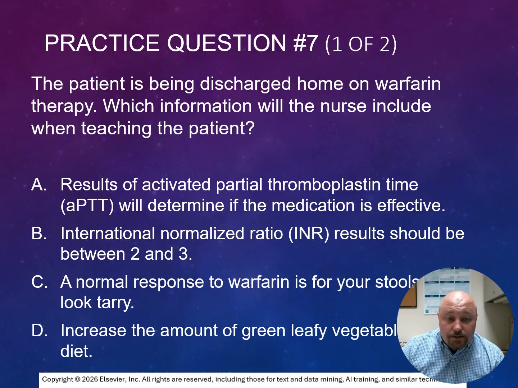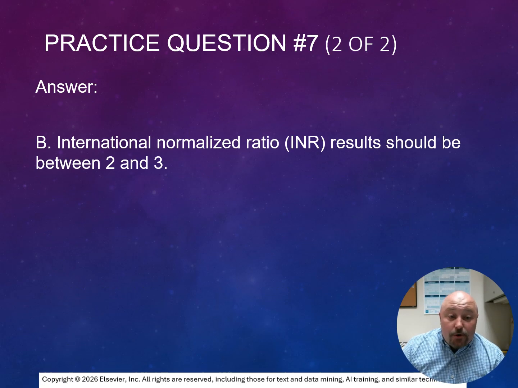And for our final question, a patient is being discharged home on warfarin therapy. Which information will the nurse include when teaching the patient? Would that be A, results of activated partial thromboplastin time, a PTT, will determine if the medication is effective, B, international normalized ratio, INR results should be between 2 and 3, C, a normal response to warfarin is for your stools to look tarry, or D, increase the amount of green leafy vegetables in your diet. And that answer is going to be B.